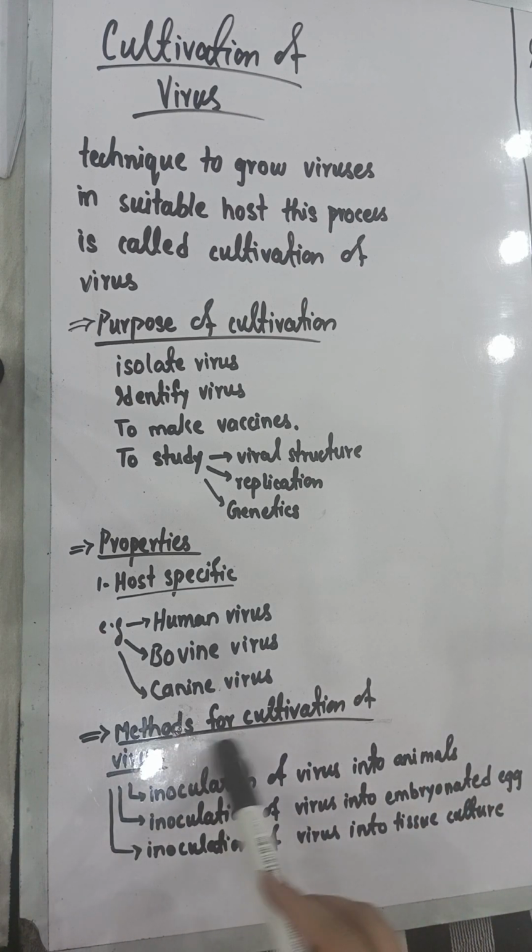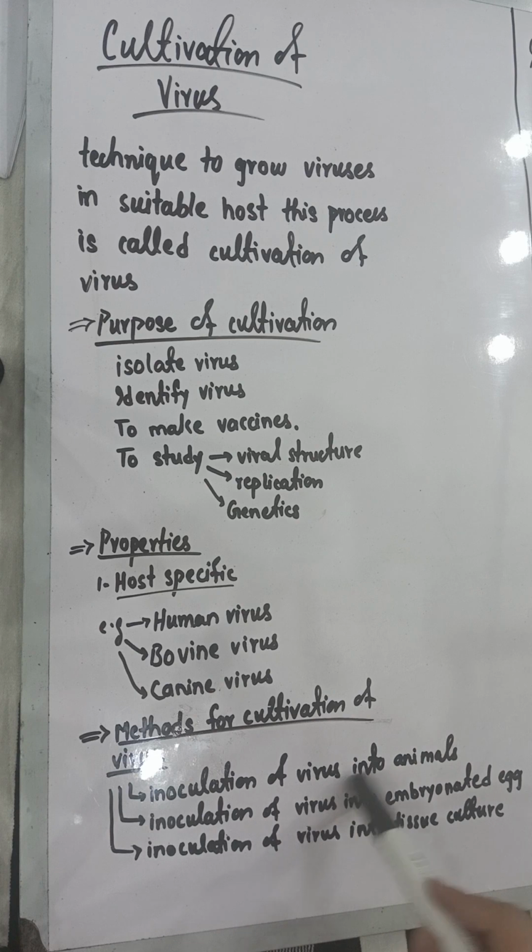Now let's discuss what the methods of cultivation of viruses are. There are three methods to cultivate them. First, inoculate the viruses into various animals. Second, inoculate the virus into embryonated eggs. And lastly, inoculate the virus into tissue culture. Now let's discuss all of these three methods one by one.